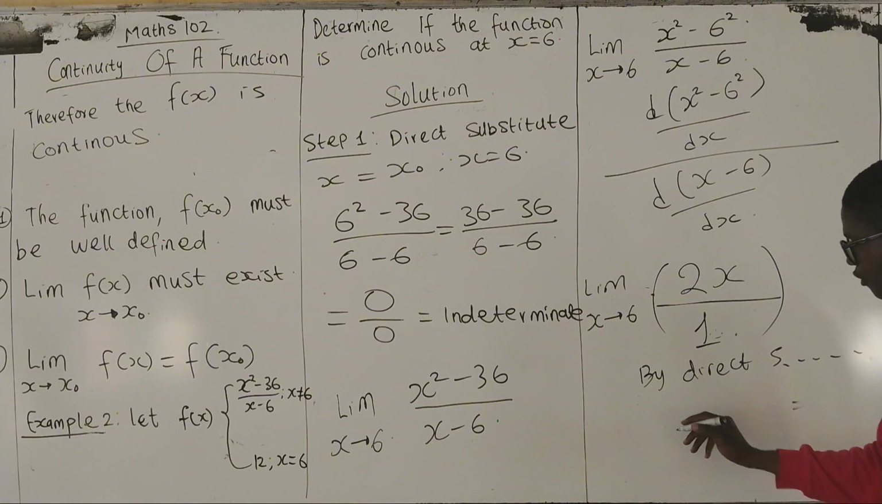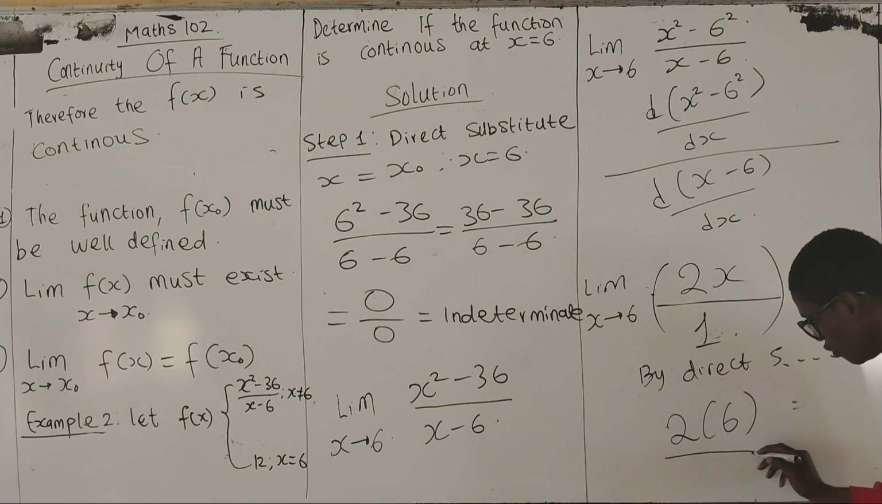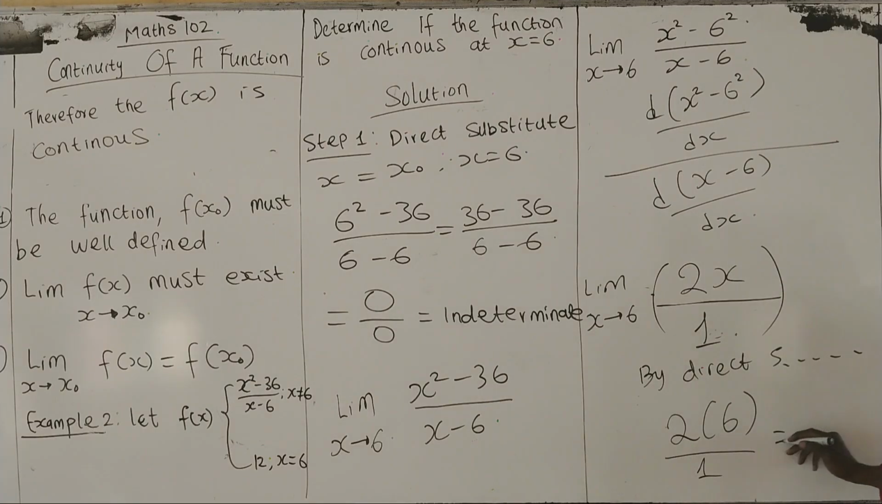Substitution. So we'll now have 6 entering here, which will give you 2 into what? 6 all over 1. 2 times 6 is what? 12 over 1 is what? So do we not get the same thing? So it will give you the same answer.